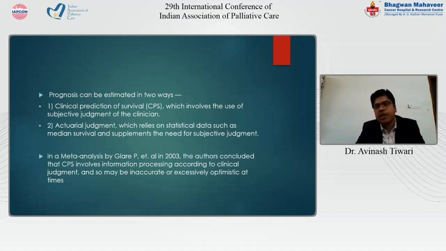Prognosis can be estimated in two ways. One is clinician prediction of survival, and the second is actuarial judgment, which is based on various objective and subjective parameters, but based on some kind of data.